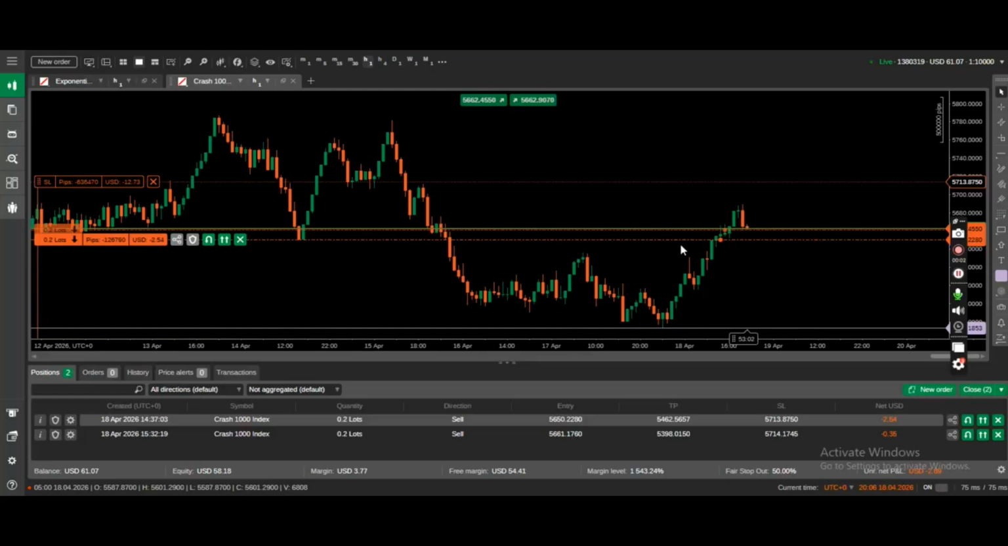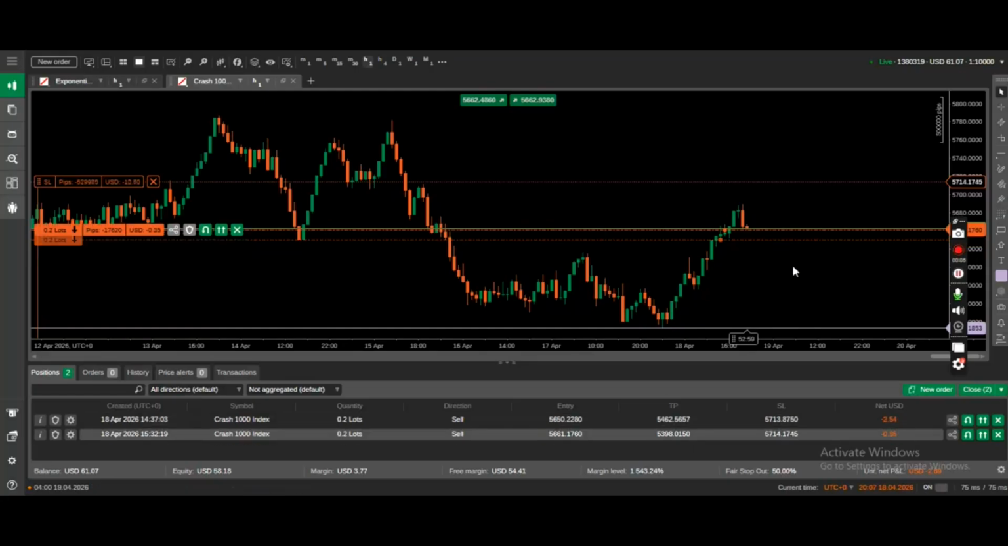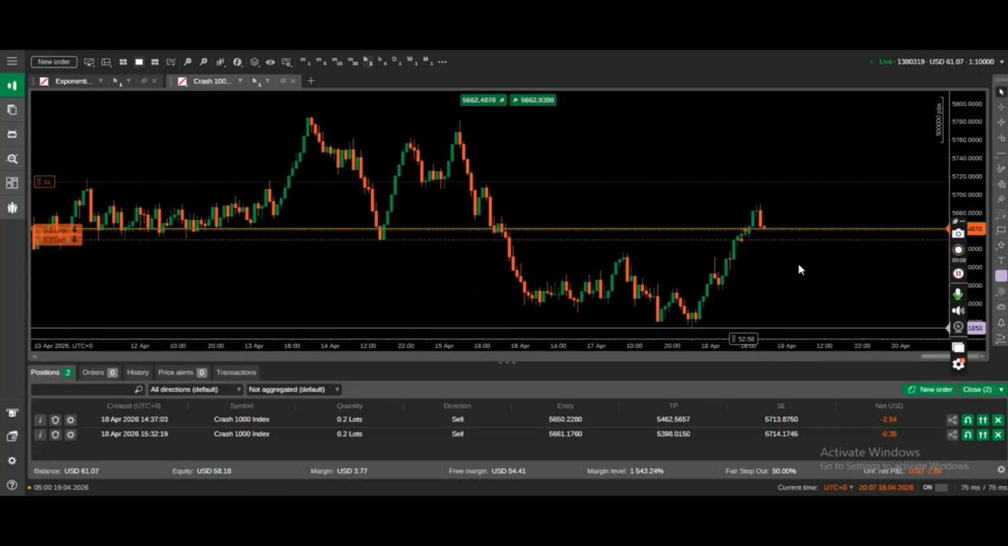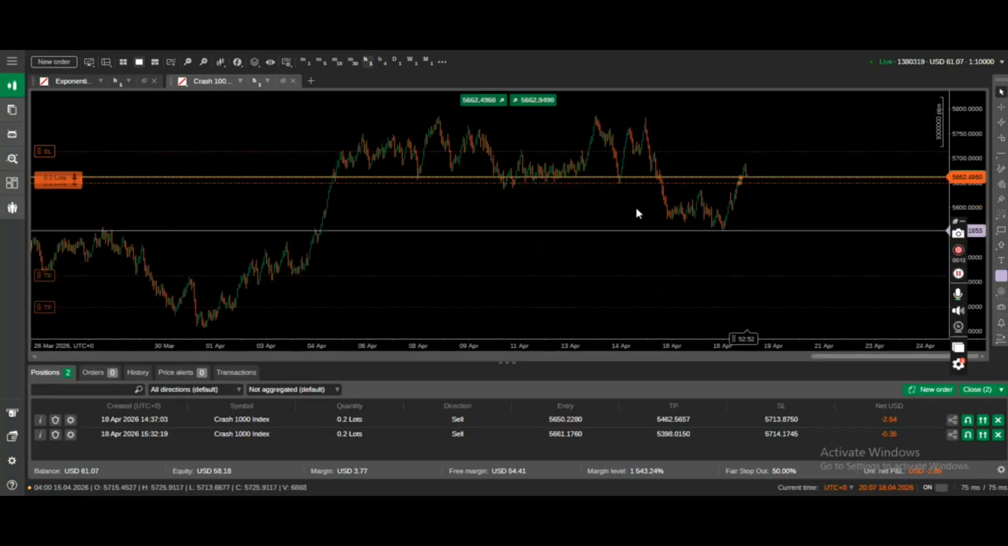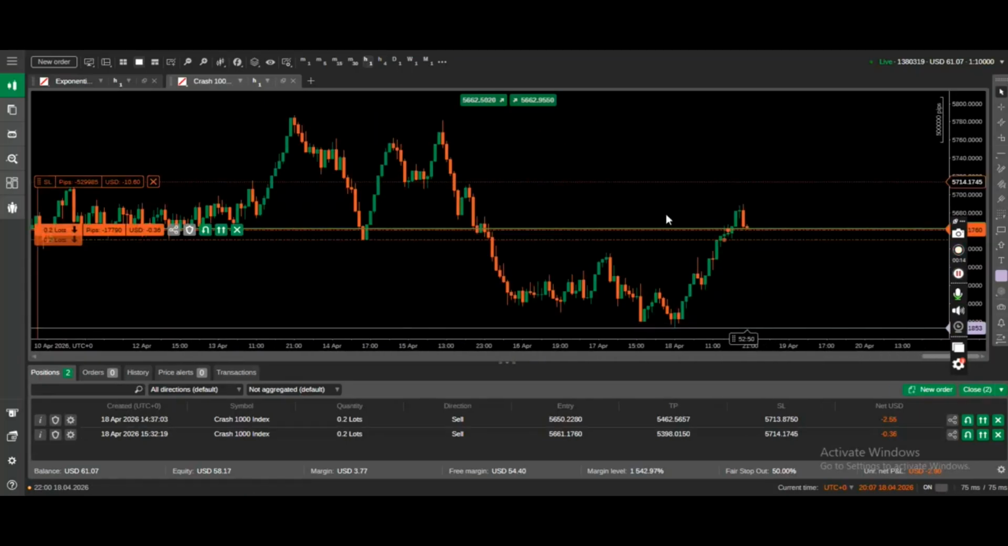Alright, here's a quick update. It's currently 11 PM Saturday night. The trade is still running. I came dangerously close to being stopped out, so I moved my stop slightly higher.